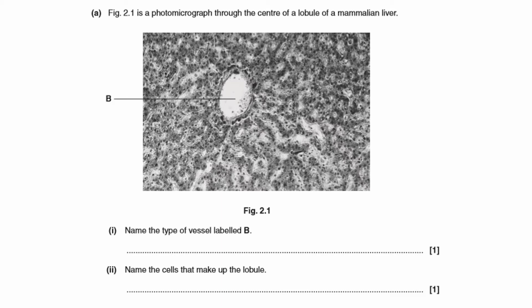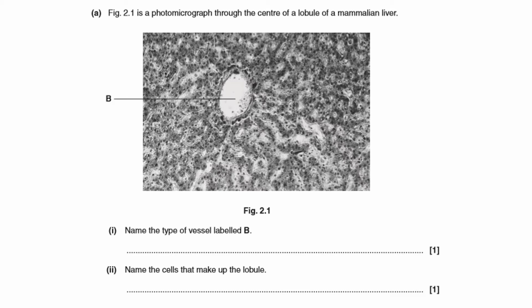Right, so A, it says name the type of blood vessel labelled B, and in the blurb at the top it says it is a photomicrograph through the centre of a lobule in the liver. If it is in the centre of a lobule, then that is the central vein. The question says the type of vessel, so the answer should just be vein. If you put hepatic vein, you do not get the mark because that is not the hepatic vein. If you put central vein, you still get the mark, but actually it should just be vein.